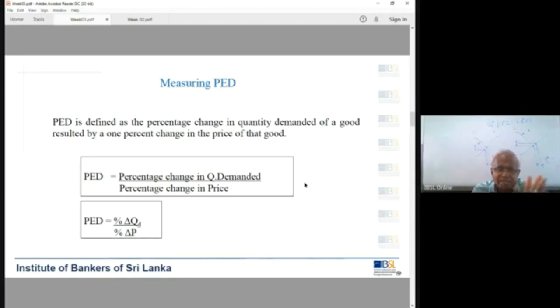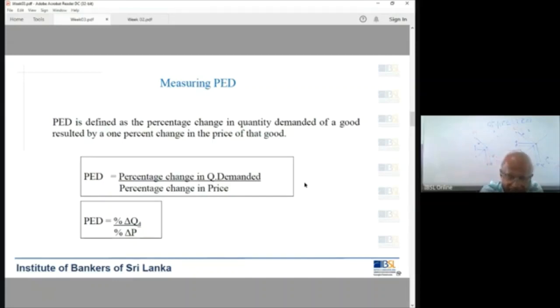PD, price elasticity of demand, number 1 concept. It is defined as the percentage change in quantity demanded resulting from a 1% change in the price of that good. The formula is: percentage change in quantity demanded divided by percentage change in price. That is the formula.